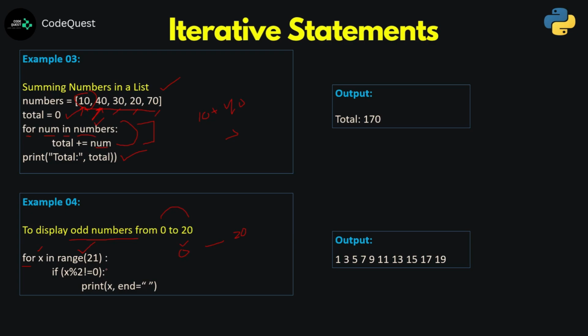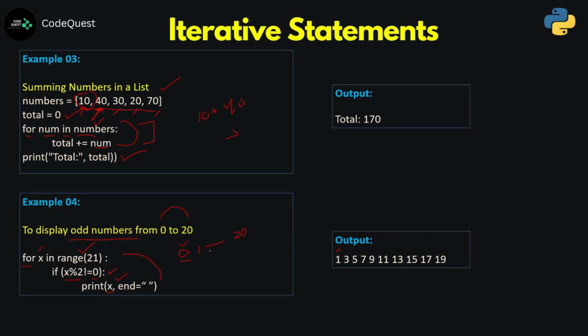So each time I am testing whether the x value is not divisible by 2 or not. So for the first time when the x value is 0, 0 modulus 2 is 0. So 0 not equal to 0 is false. Hence this print statement will not execute. And for the next iteration, the x value is 1. Now 1 modulus 2 is 1. So 1 not equal to 0 is true. Hence this condition is satisfied. Hence we are able to get the x value printed, that is 1.